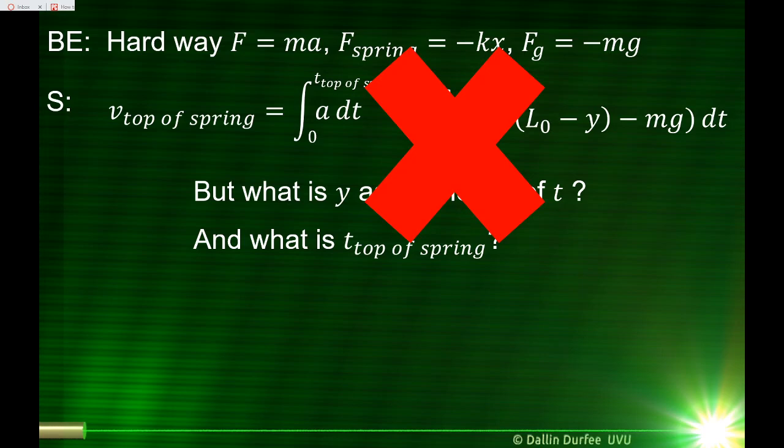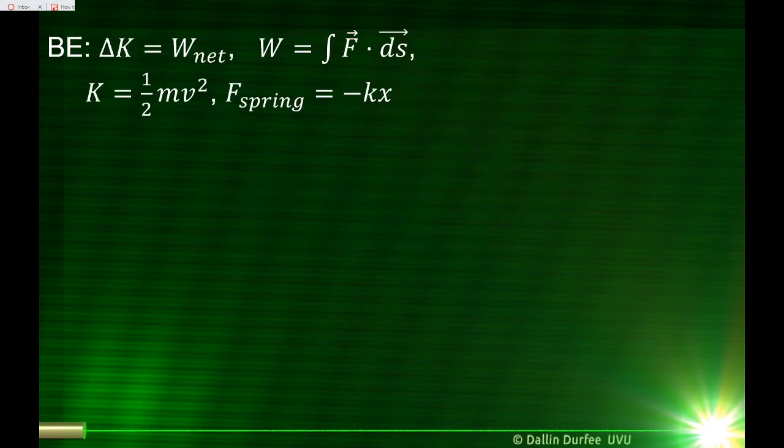Let's abandon the hard way right now, and let's do the better way, the easier way, using the work-energy theorem. So for the work-energy theorem, our basic equations are the work-energy theorem, which says the change in kinetic energy is equal to the net work done on the object. And of course, work is just the integral of force dotted into displacement. Kinetic energy is 1/2 mv squared, and the force that a spring generates is negative kx. All right, so for a symbolic solution, I just need to find the work done, the net work done, and equate that to the change in kinetic energy.